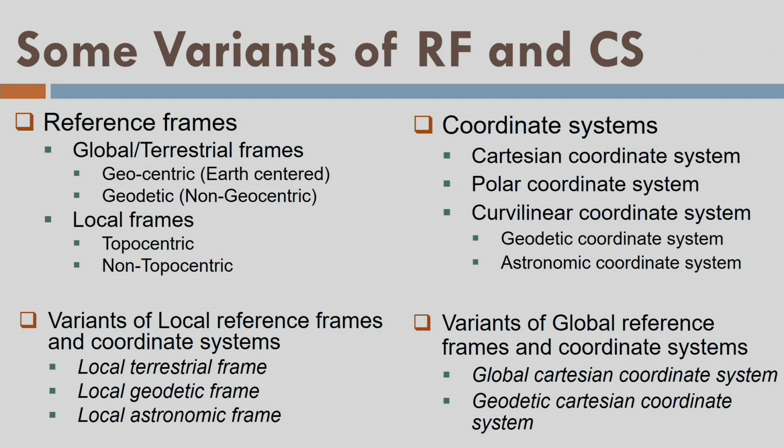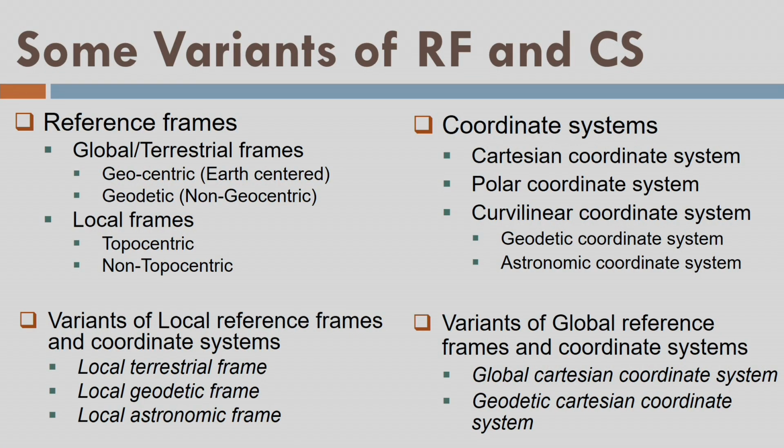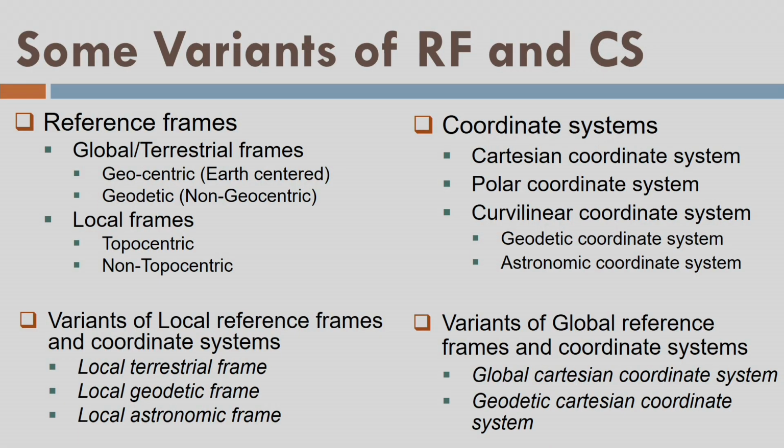Remember, if the origin of a local reference frame lies on the surface of the Earth, it is called a topocentric reference frame. If the origin lies somewhere above or below or somewhere else, we call it non-topocentric. Then we have variants of local reference frames like local terrestrial frame, local geodetic frame, and local astronomic frame. Then we have coordinate systems, which we have already explained in detail. Then we can have variants of global reference frames and coordinate systems, that means I am combining different coordinate systems with different frames. So I can say global Cartesian coordinate system, and I can also say geodetic Cartesian coordinate system, and so on.